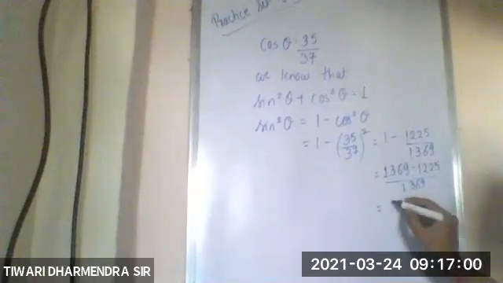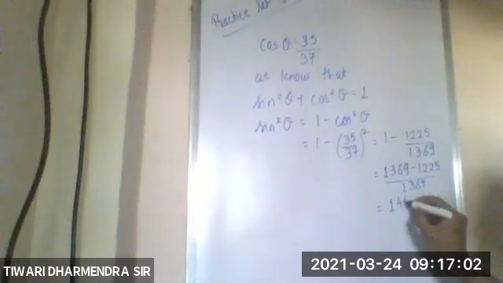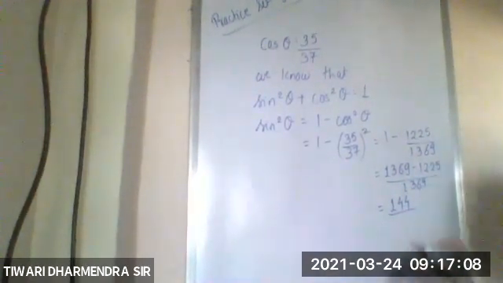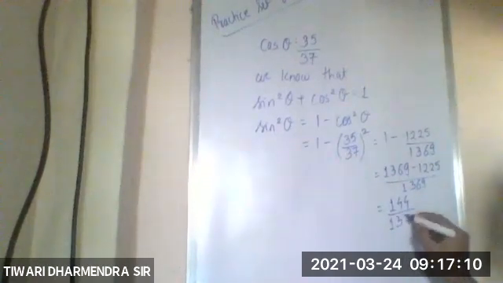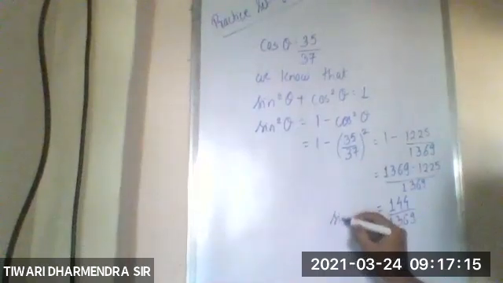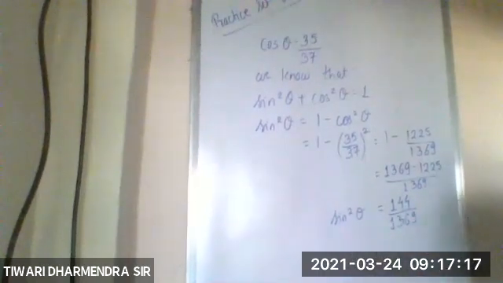So what do you get? You get 144 divided by 1369. Okay, so I got sin square theta as 144 upon 1369.